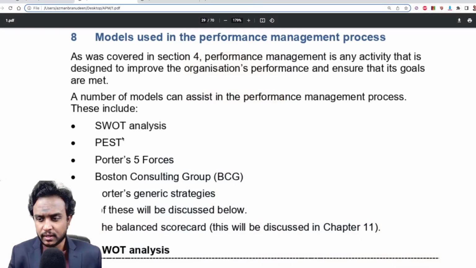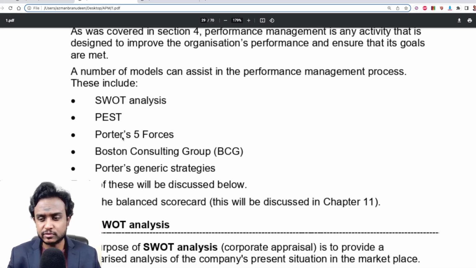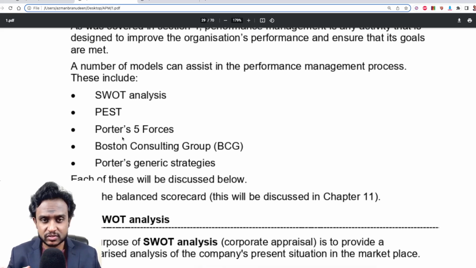We're going to be looking at something important as far as a major segment is concerned in chapter 1, which is the different models that are available for you to use in performance management. Over the course of the syllabus, over the course of company analysis, business analysis, industry analysis, macro analysis, environmental analysis, you have the opportunity to use these tools that you can see. It's SWOT, PEST, Porter's 5 Forces, BCG, and Porter's generic strategies. So this is the first five.